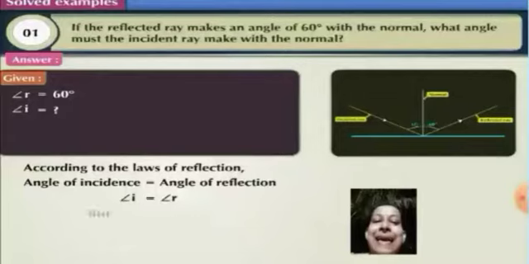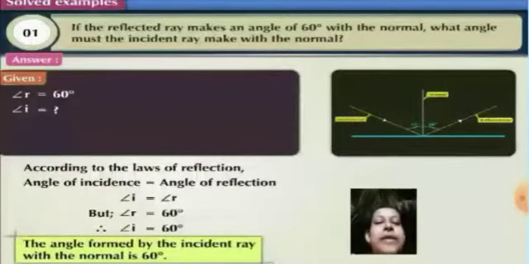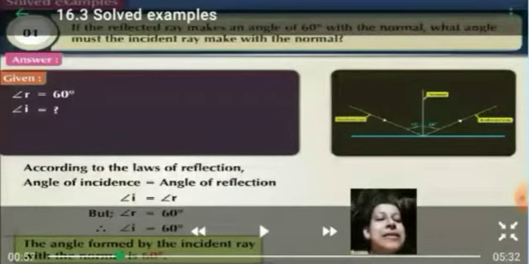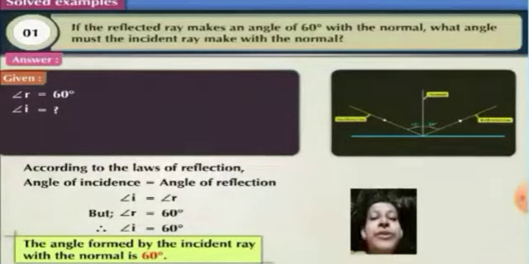That is angle I is equal to angle R. But angle R is given as 60 degree. Therefore, angle I is also equal to 60 degree. Therefore, the angle formed by the incident ray with the normal is 60 degree. So you must have understood here in this problem that we can easily find out the angle of reflection if the angle of incidence is given, because according to the law of reflection it says that angle I is equal to angle R. Okay, so this is the first solved example.